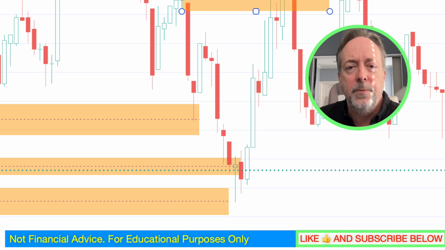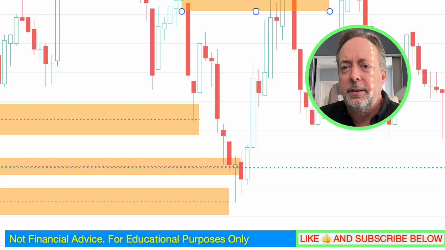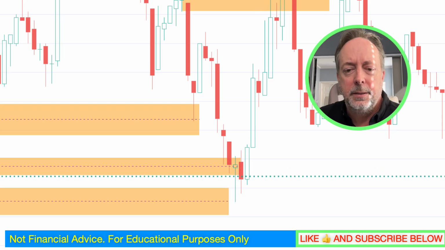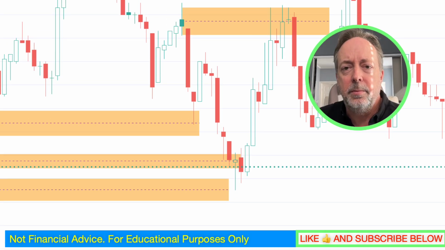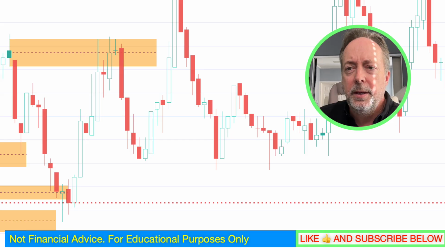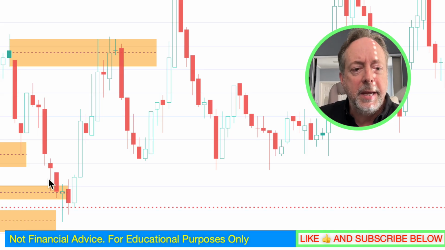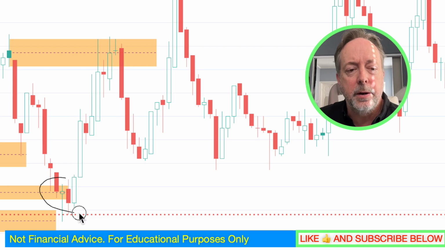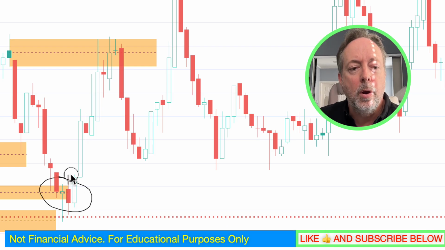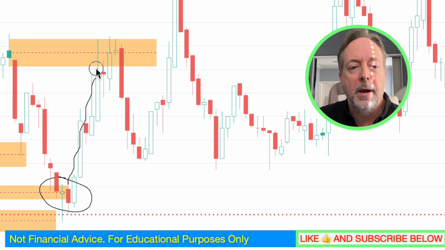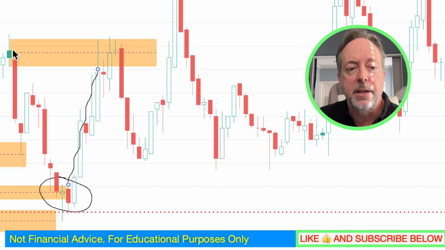And what did it do? Let me bring this down a little bit. Okay, what did it do? It came down, hit this zone right here, and then where did it go? Boom, came up and hit this other supply zone.